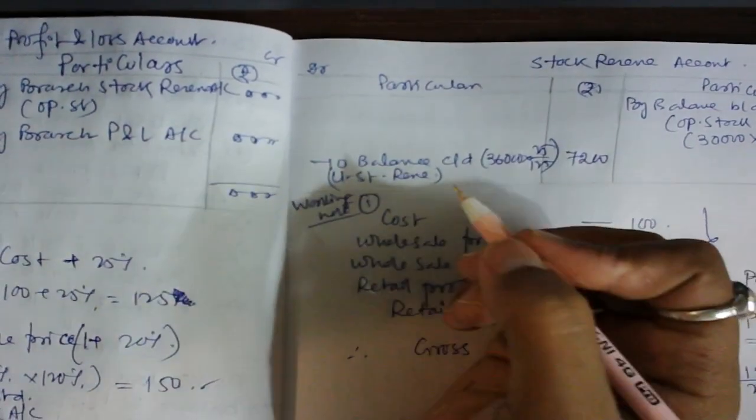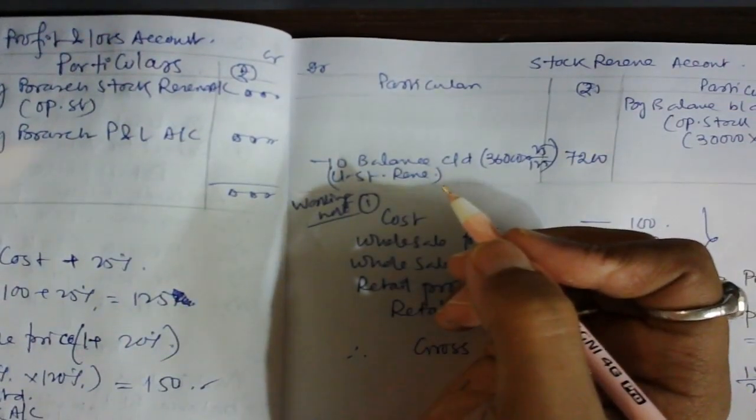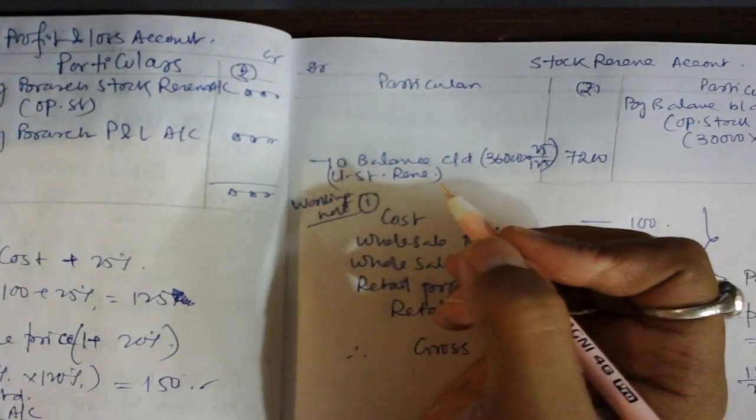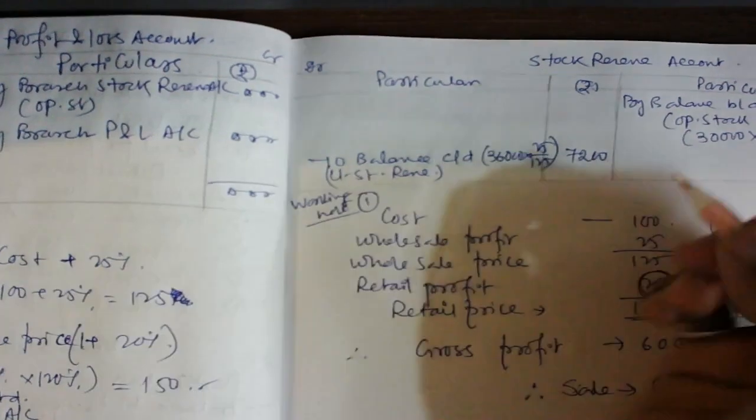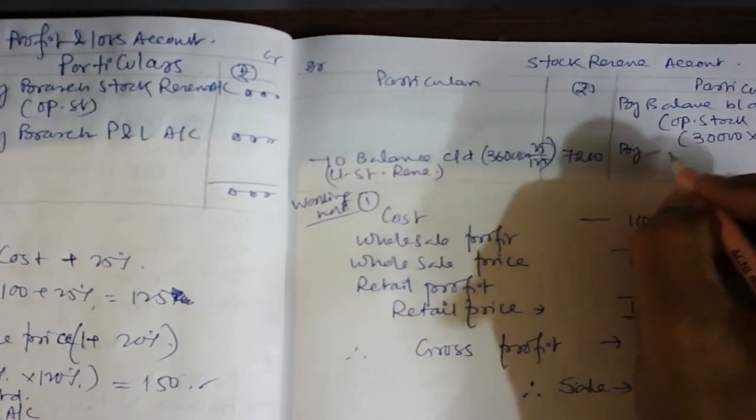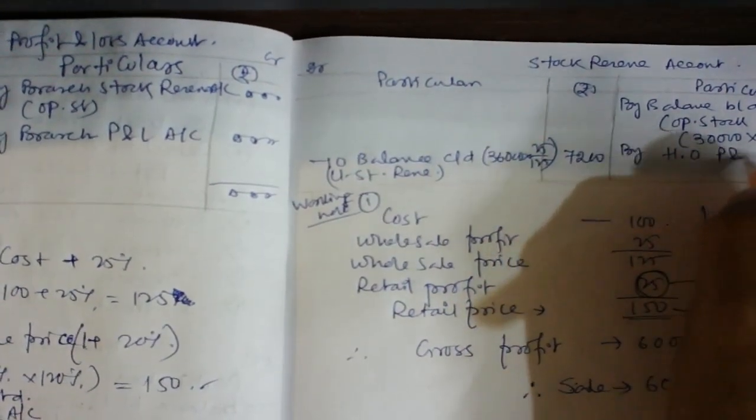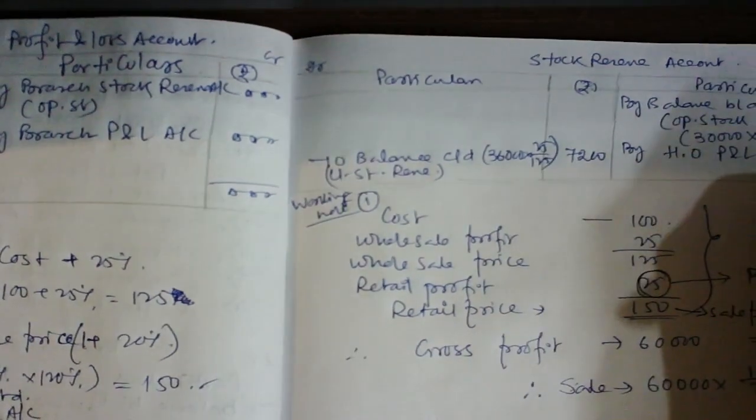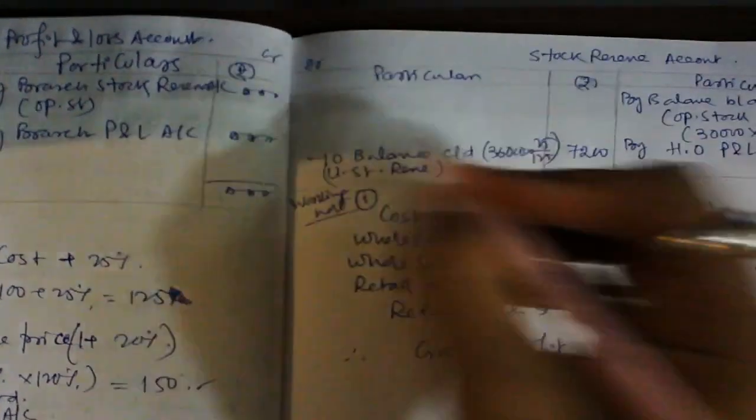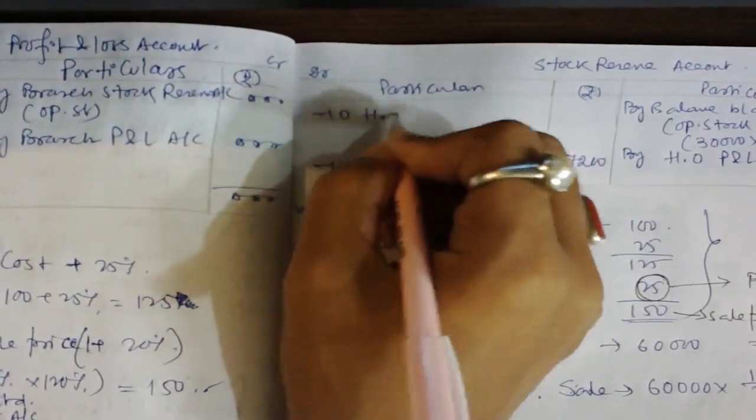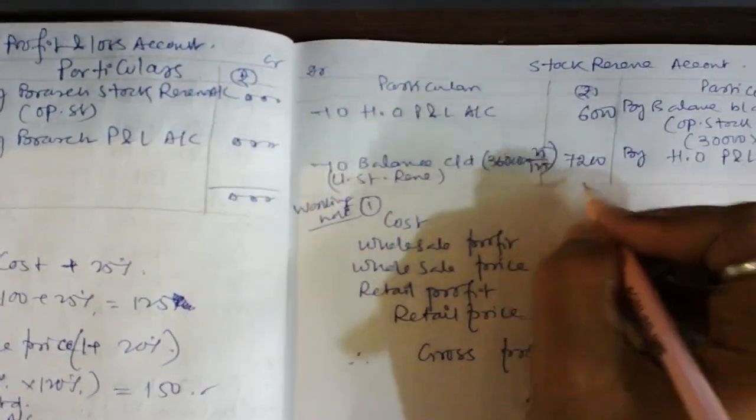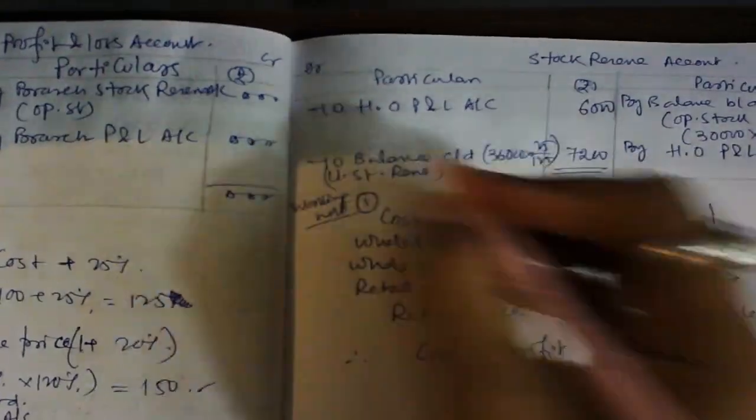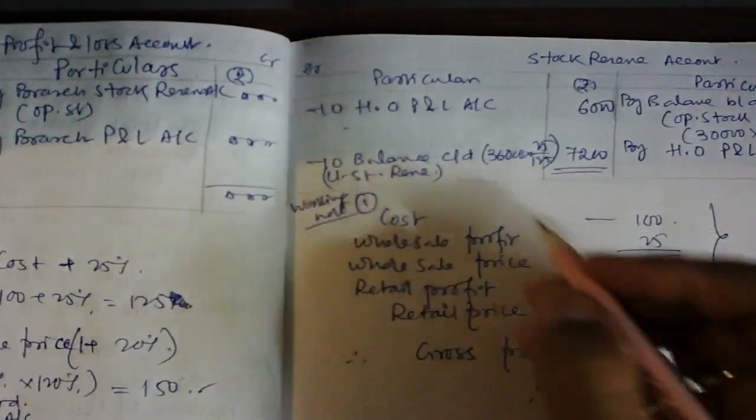So we need to close this out. So how am I going to close this? It's very easy, sir. So stock reserve close करना है मुझे. So क्या करना है, sir? Already know that. So by HO profit and loss account, we know that very well. That is 7,200. And then to HO P&L account, that is the opening stock part, 6,000. And both the balances will match. Perfect.